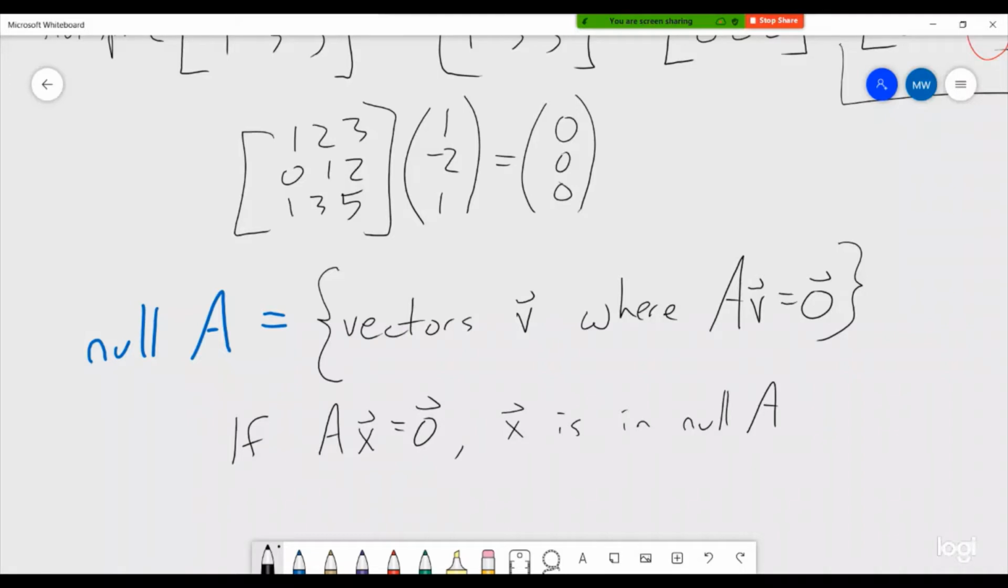Yeah, and from this we're able to quickly see that if x is the 0 vector, then A times the 0 vector is always going to give us the 0 vector. So that tells us that 0 is always in the null space of A. Gotcha, thank you. You're welcome. Did anyone have any other questions with this or other things that they'd like to talk about?